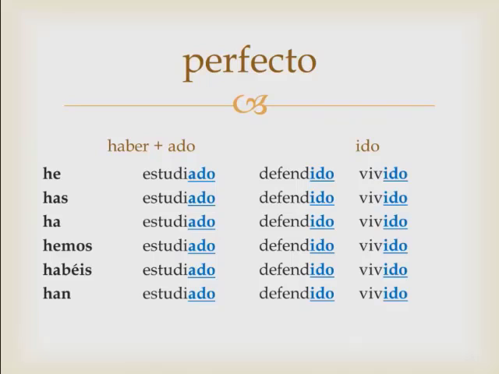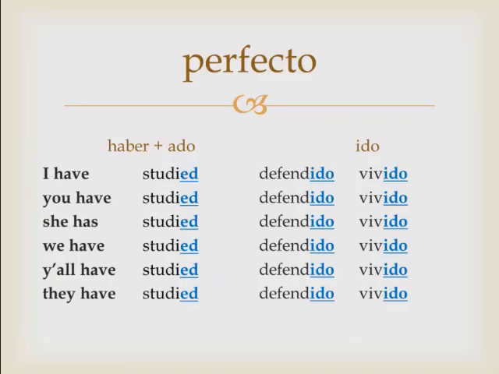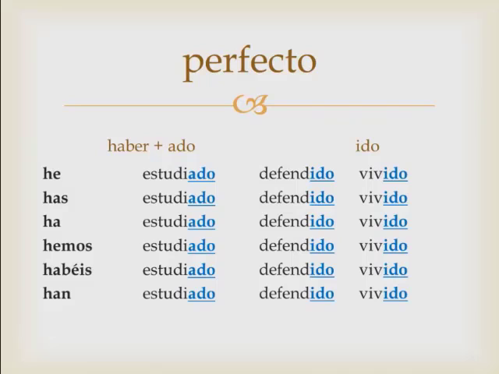So ER and IR share the same ending. On what they call the past participle, the ADO and IDO form of a verb is the past participle, the ED form. Haber is going to just be in English, I have studied, defended, lived. That's what it would look like in English. And just to finish up, that's what the perfecto verb tense looks like. It means I have done something.